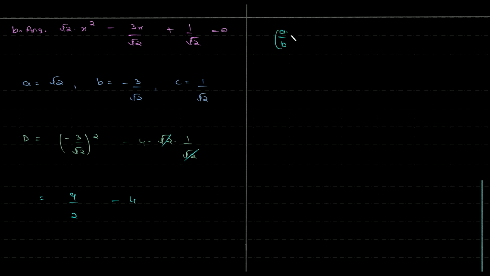See, (a/b)ⁿ is aⁿ/bⁿ. So if I square the numerator, I have 9. If I square the denominator, I have 2. So this is clearly more than 0. This is 4.5 − 4, which is more than 0. So this implies roots are real and unequal.